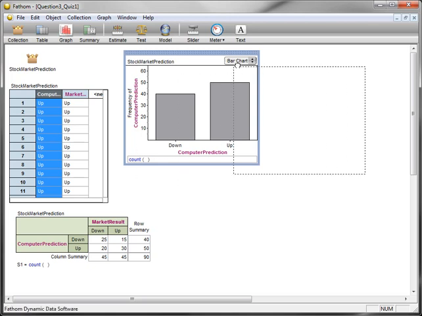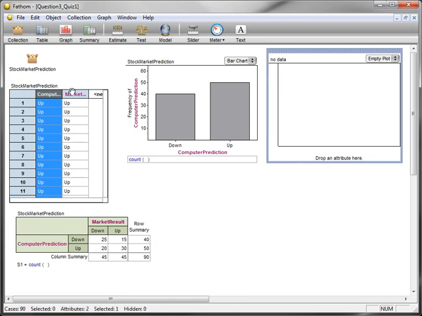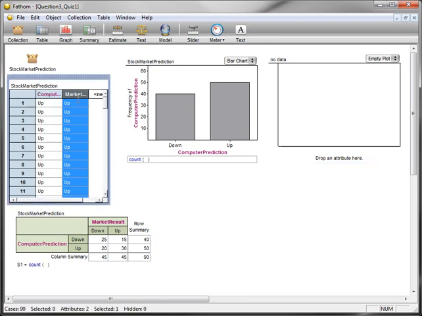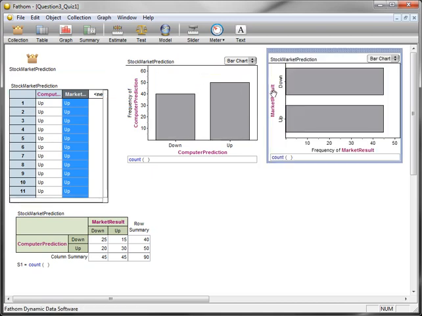If I drag down another graph icon right here, and I take the other attribute, the actual result from the market at the end of each day, and I drag that over here, but drag it instead to the y-axis rather than the x-axis, I get a bar chart in which the bars are horizontal instead of vertical. And it's not really telling me anything particularly interesting in this case. It's telling me that in this collection of 90 days, we had 45 days on which the market closed up and 45 days on which the market closed down. So roughly speaking, during these 90 days, the stock market was sort of neutral rather than bearish or bullish.